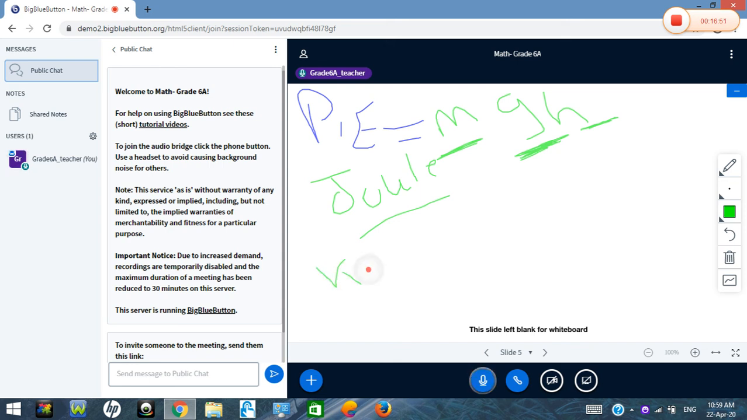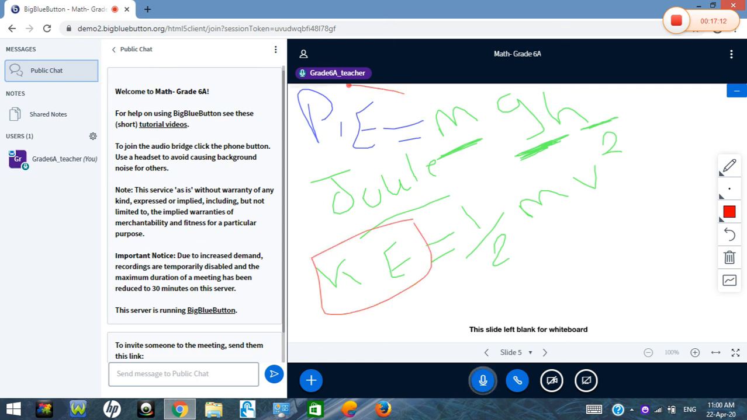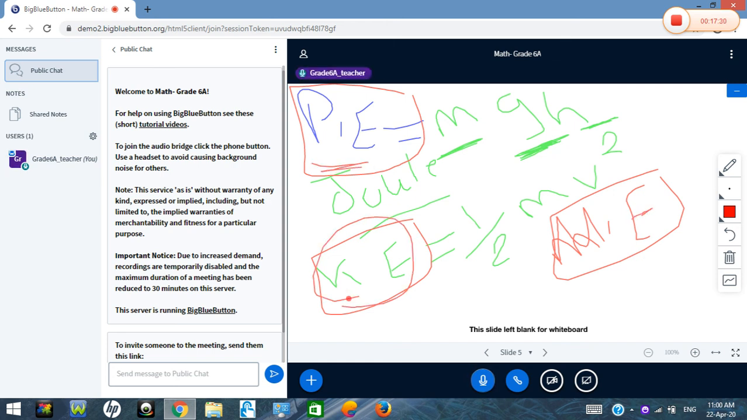And kinetic energy equals half mass multiplied by v square. Okay, the summation of kinetic energy and potential energy is mechanical energy. Okay, when you add potential energy to kinetic energy, it represents mechanical energy.